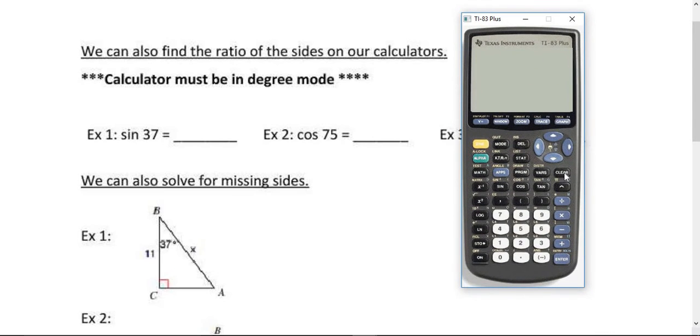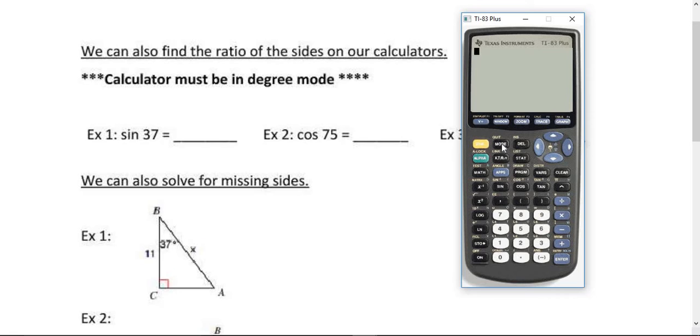So on your calculator, what you will need to check every time that you get your calculator from now on is you need to go to mode right here and make sure right now it's highlighting radian. We need to go over and highlight degree. Anytime your calculator gets reset, it's going to go back to radian, so you have to check every time or else you will get answers wrong. Then you can do a second quit to get out of it now that we're in degree mode.